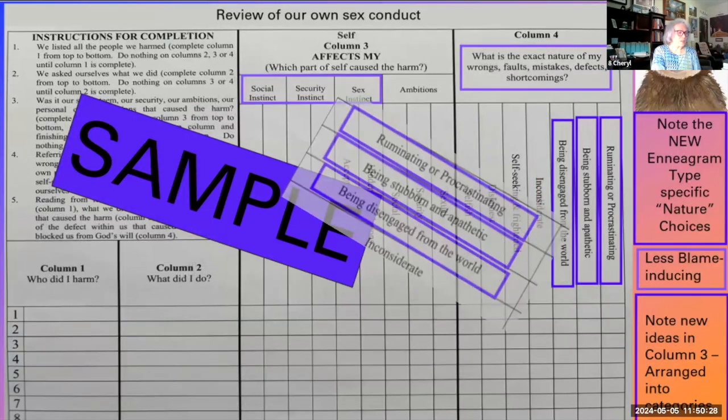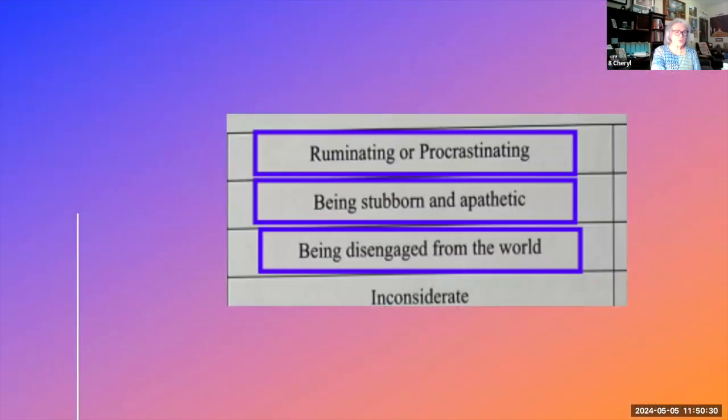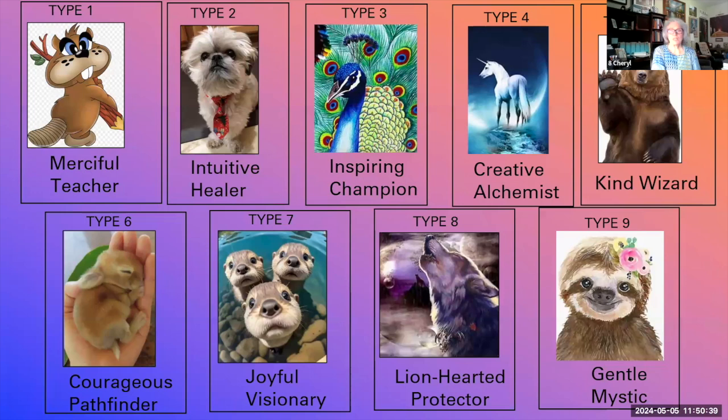Okay. So that for the 9 is ruminating or procrastinating, and so forth, right? So just so that you know, that's what we're talking about, and that goes at the bottom of your sheet. Okay, and I'm going to cover that right now on all of these. How are we doing? Okay, we're good.